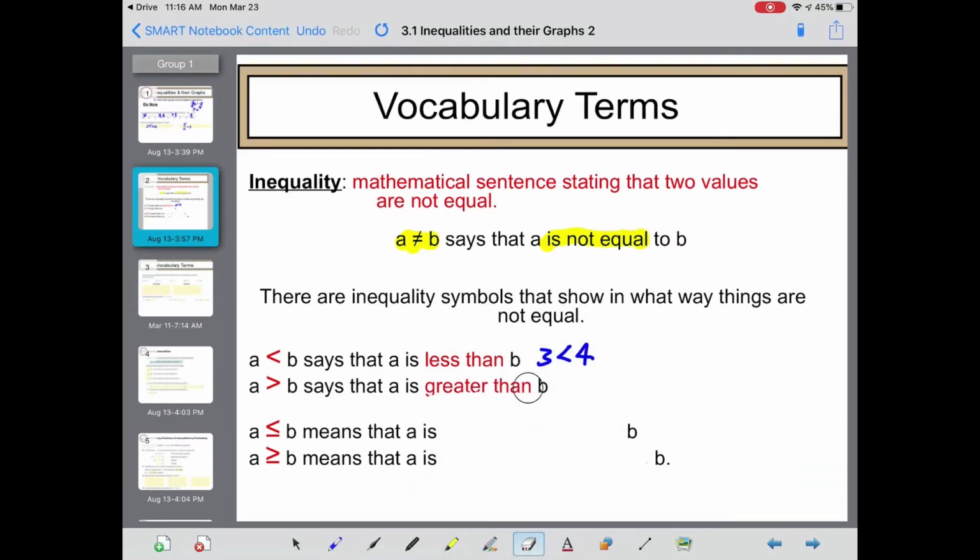Well, the next one would be the opposite. That's A is greater than B. For example, 10 is greater than 2.